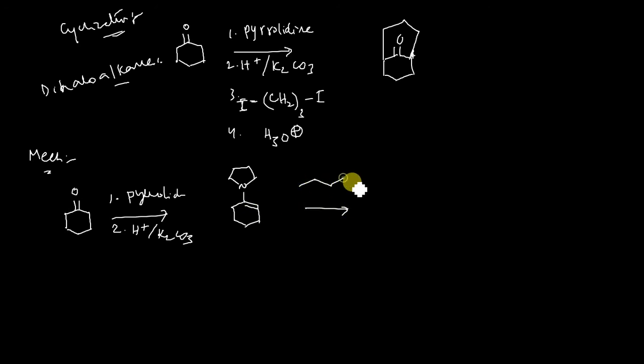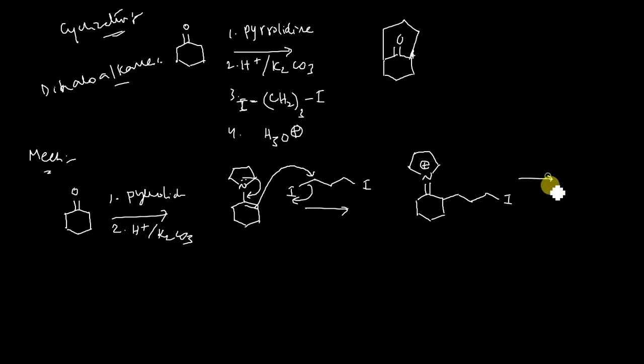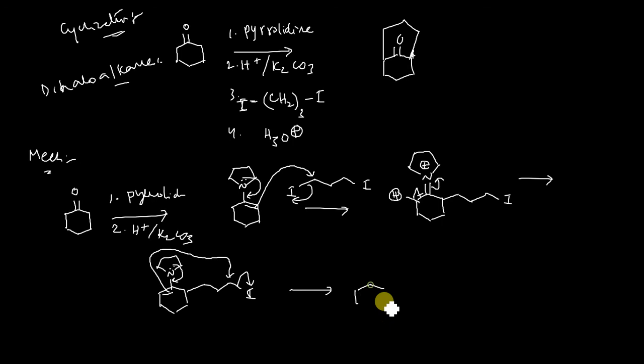Now let us treat with this organohalide. In the first step the nucleophilic attack takes place at this electrophilic center, which gives you a monoalkylated iminium ion. Now again the abstraction of this proton by base produces an enamine. This enamine also acts as a nucleophile, so that it attacks at the electrophilic carbon, which gives you the dialkyl, that means bicyclic, derivative.